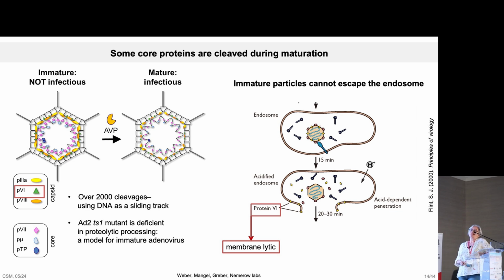So another interesting aspect of these adenovirus core proteins is that they are cleaved by the maturation protease. In adenovirus, maturation consists of the cleavage by the protease of several capsid and core proteins. This protease is packaged together with the genome, and it uses the genome as a track to travel inside the capsid and reach its over 2,000 targets.